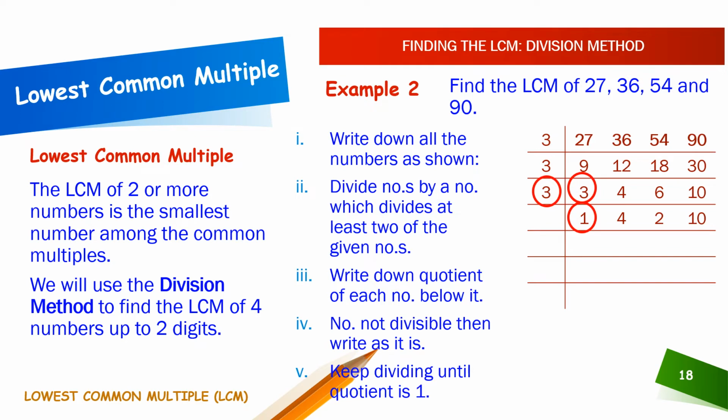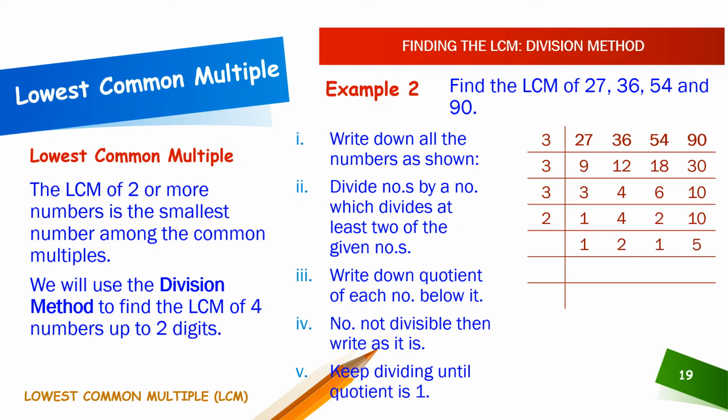So 3 divided by 3 is 1. 4 divided by 3 needs to be left as it is, as 4 is indivisible by 3. 6 divided by 3 is 2. And finally, again, 10 divided by 3 needs to be left as it is, since 10 is indivisible by 3.